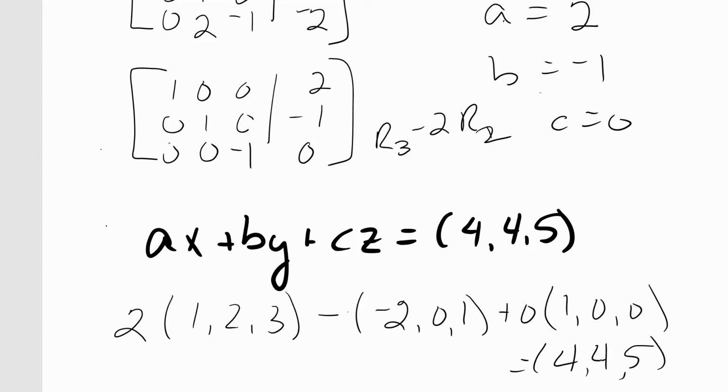And you can check it fairly quickly. 2 times 1 is 2, plus 2 is your 4. 2 times 2 is 4, plus nothing is 4. 2 times 3 is 6, minus 1 will give me my 5. So yes, that is the correct linear combination. All right, that is everything for section 4.1.